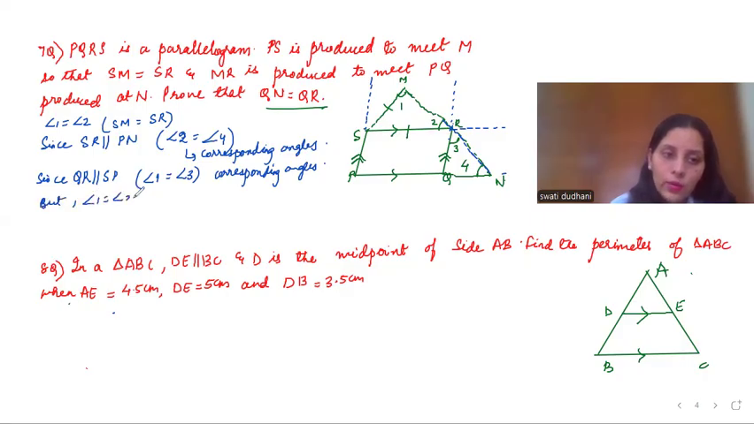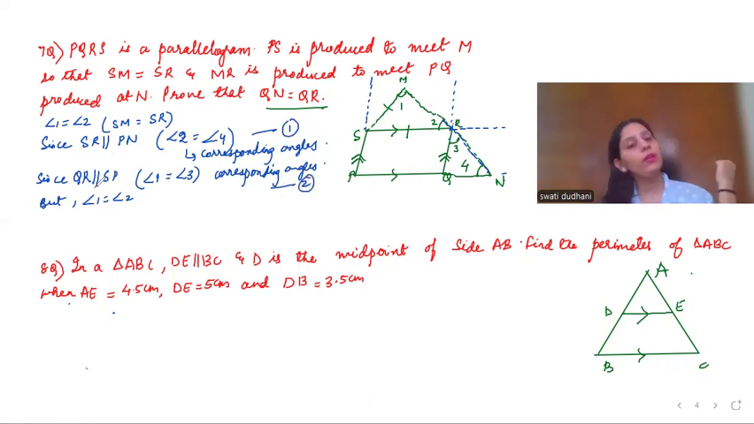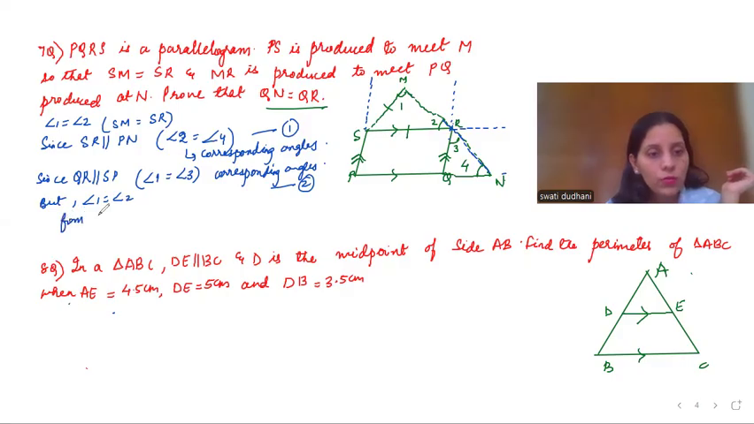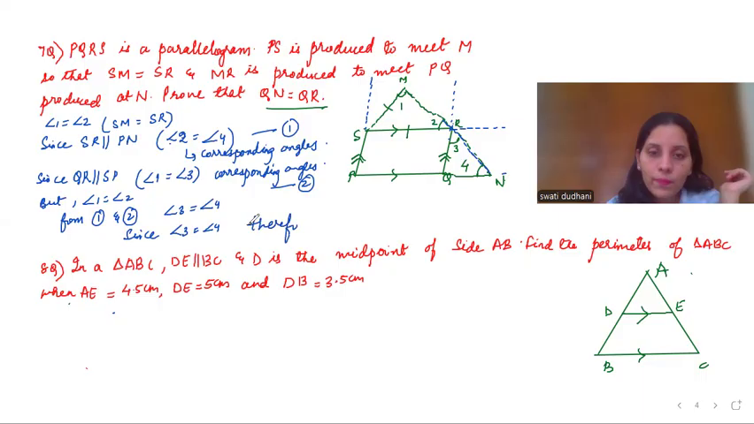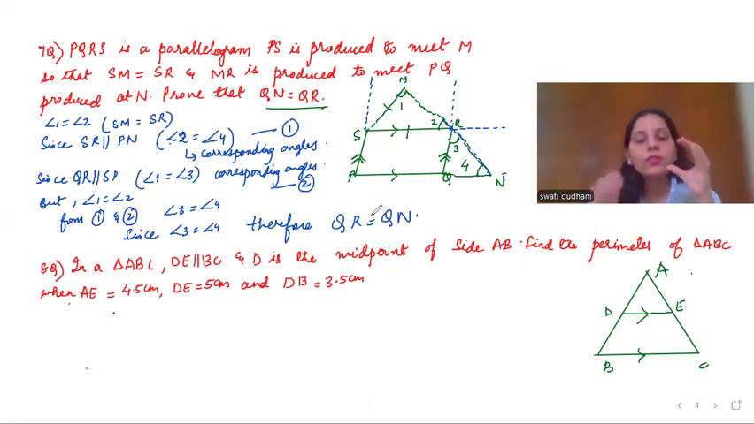All right, but 1 and 2 are equal. Let this be equation 1, let this be equation 2. But 1 and 2 are equal, right? So, from first and second equation, we can write 3 and 4 are equal. Because see, if left sides are equal, you can equate the right sides. So, since 3 and 4 are equal, therefore, QR is equal to QN, because if the angles are equal, their opposite sides are equal. You can write that reason. I hope this is clear.